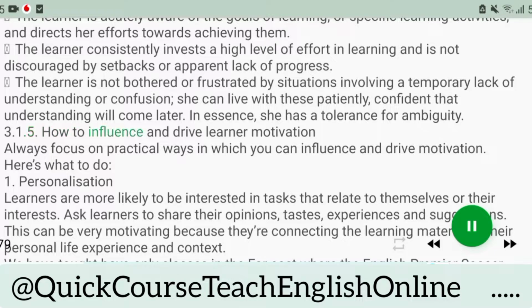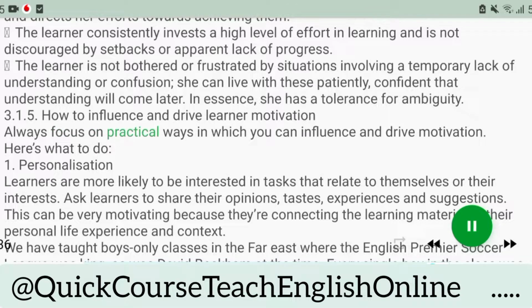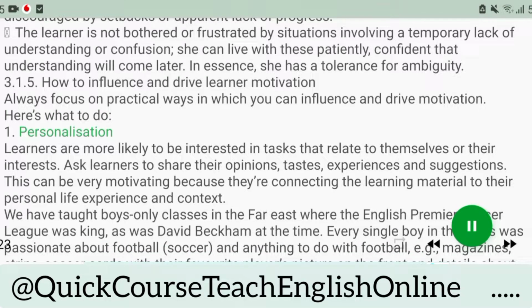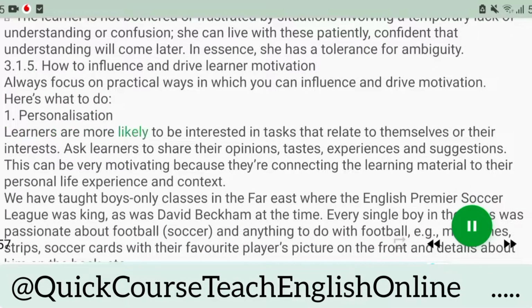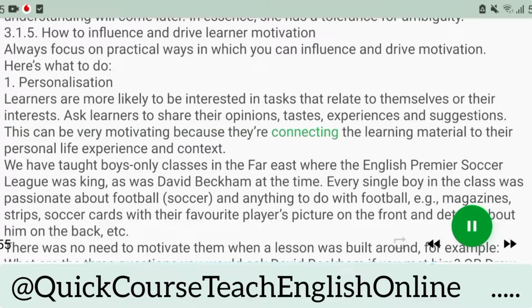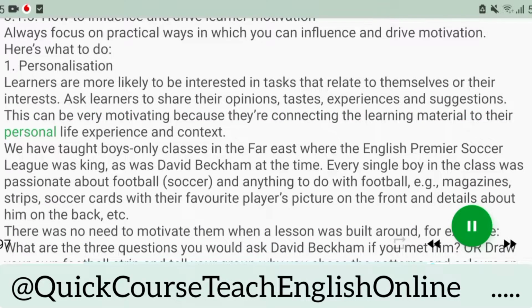3.1.5. How to influence and drive learner motivation. Always focus on practical ways in which you can influence and drive motivation. Here's what to do. 1. Personalization. Learners are more likely to be interested in tasks that relate to themselves or their interests. Ask learners to share their opinions, tastes, experiences, and suggestions. This can be very motivating because they're connecting the learning material to their personal life experience and context.